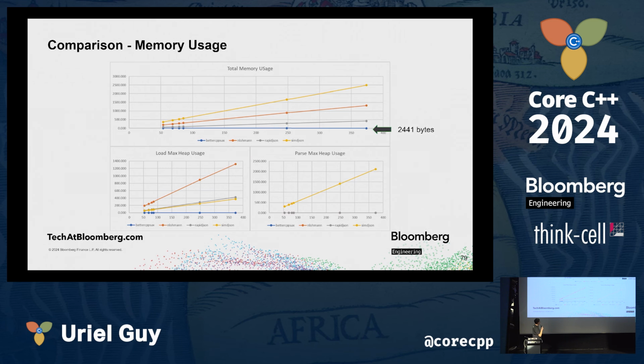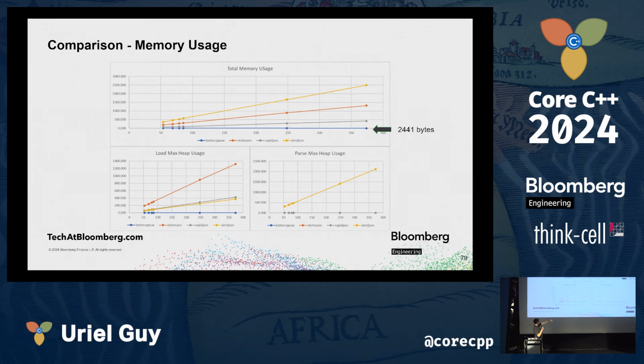But all of the libraries are linear. The interesting thing about SIMD JSON is that it actually uses a lot of memory. The left side on the lower graph is when you load it into the DOM, like, here's a file of JSON, load it into memory, and then the right side is I'm now going to parse data out of that already loaded one.